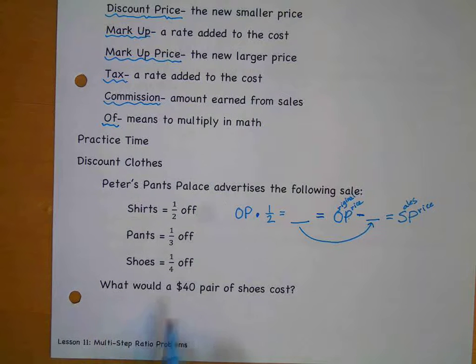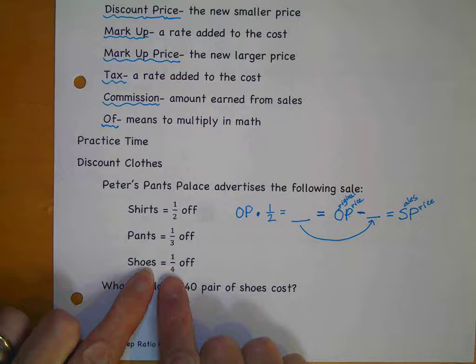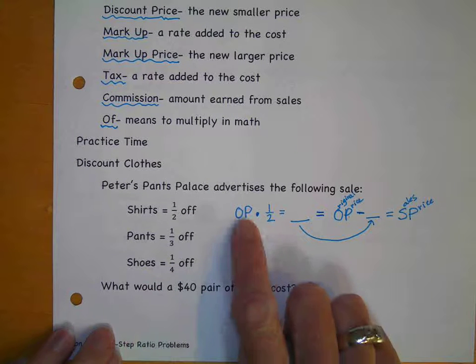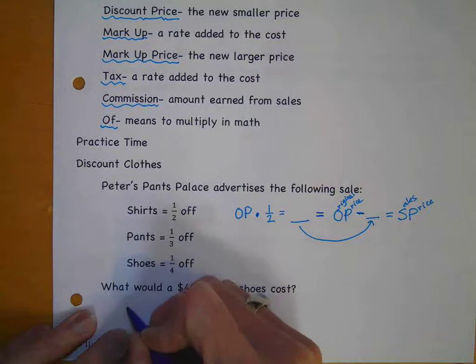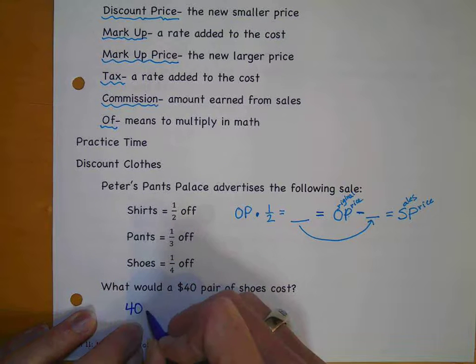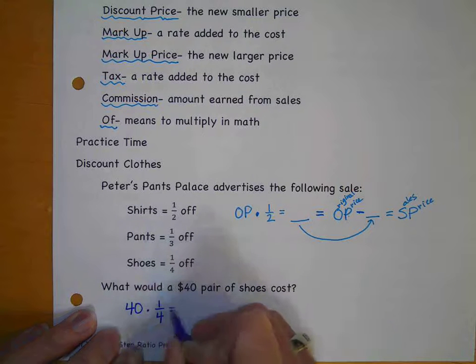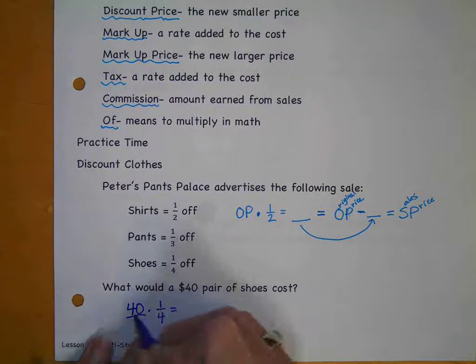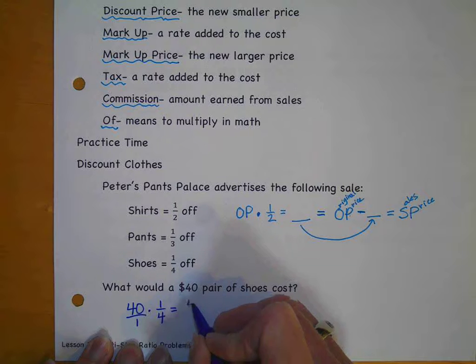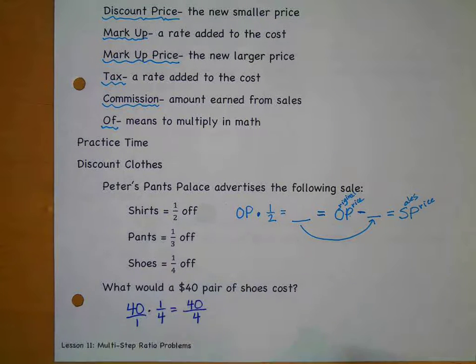Okay, so now it says, what would a $40 pair of shoes cost? Okay, so we're going to try this. Go to the shoes. How much off do you have? 1/4 off. So remember, original price is what they tell you. Okay, so original price equals $40. So we're going to take $40 and we're going to multiply it by 1/4. Okay, all right, that's not so bad because remember when we multiply fractions, we just multiply straight across. So 40 times 1 is 40. 1 times 4 is 4.